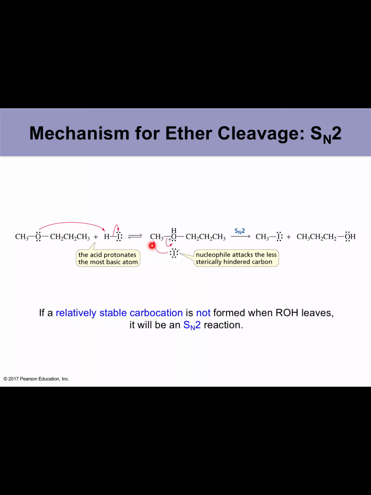Since it's going to go via an SN2 bimolecular substitution reaction, nucleophile I- goes to the less hindered side, and the alcohol leaves from the other side. So the two products after the ether is cleaved are propanol and methyl iodide. If a relatively stable carbocation is not formed when alcohol leaves, it will be an SN2 reaction like this.